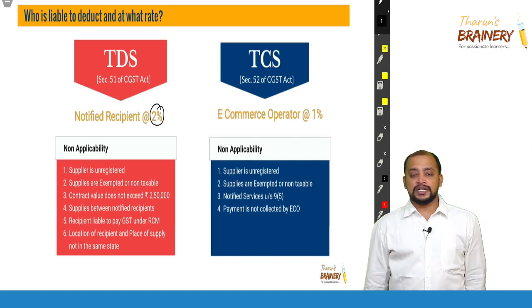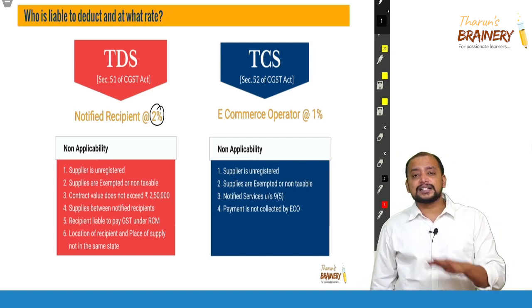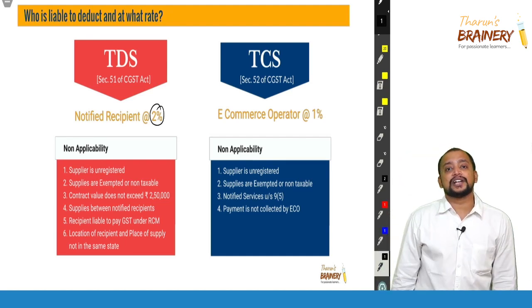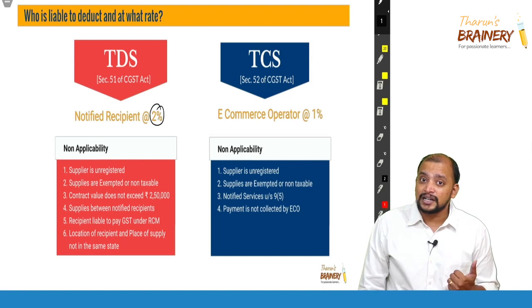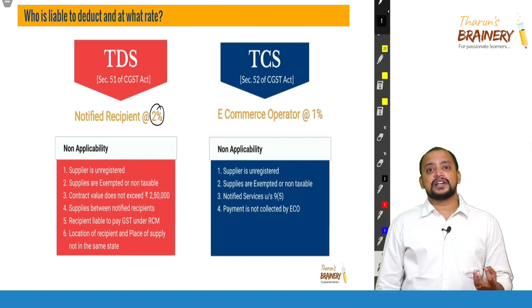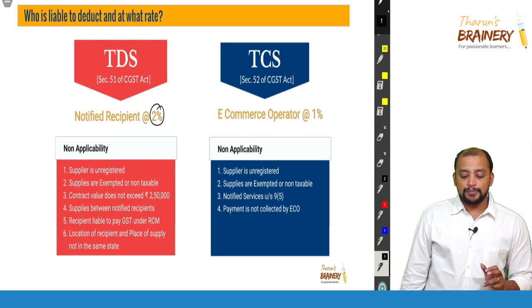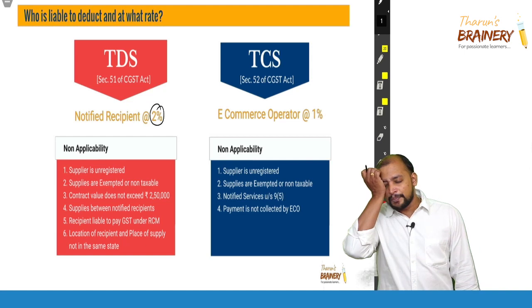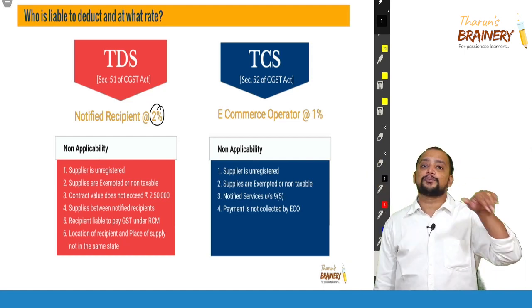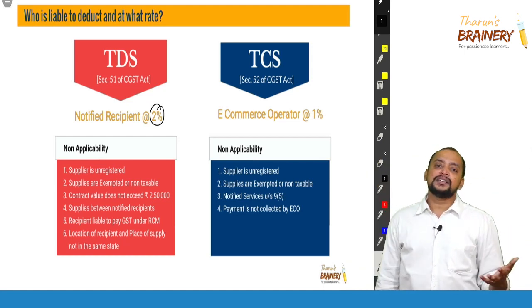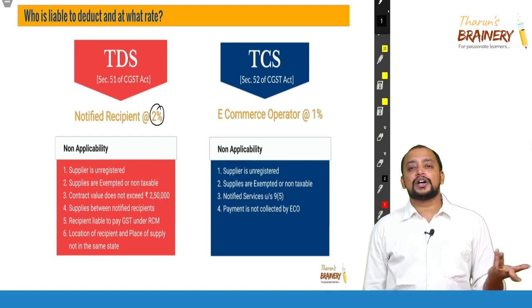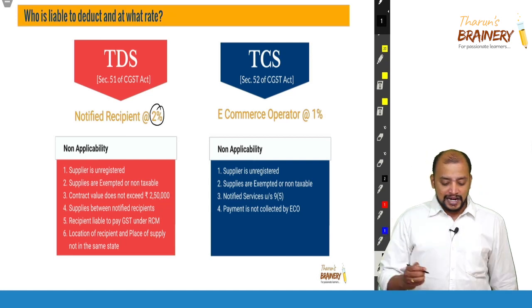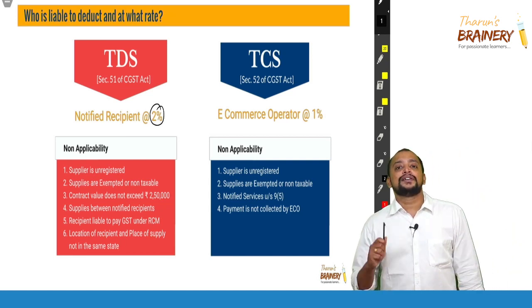And non-applicability. In these cases, TDS is not applicable. Number 1, supplier is unregistered, naturally, because the supplier cannot take credit of the TDS deducted. So when supplier is unregistered, TDS is not applicable. Supplies are exempted or non-taxable, because the main logic of TDS is to catch the supplier. When the supply itself is non-taxable or exempted, what is the need of TDS?